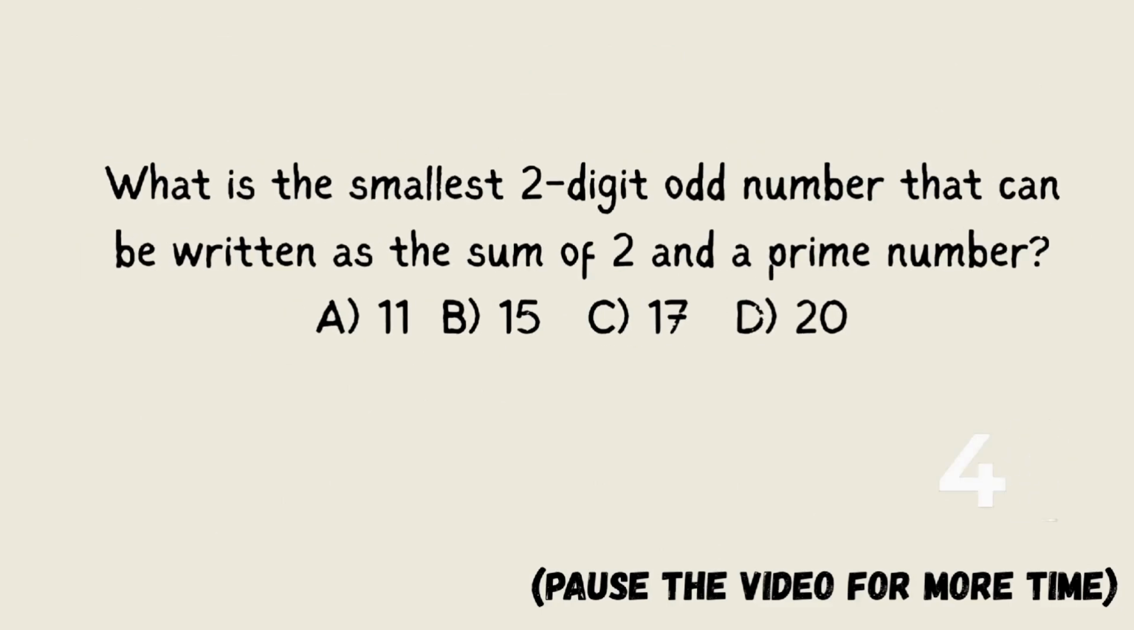Okay, next question. What is the smallest 2-digit odd number that can be written as the sum of 2 and a prime number? A, 11, B, 15, C, 17, and D, 20. You have 45 seconds.